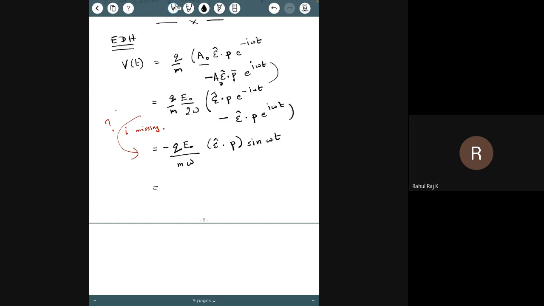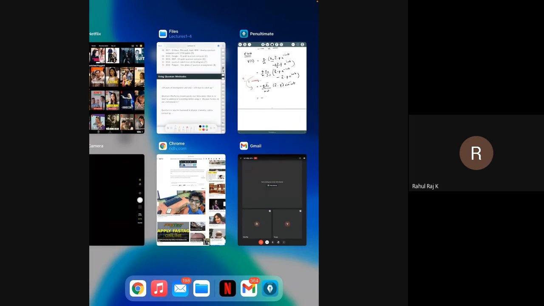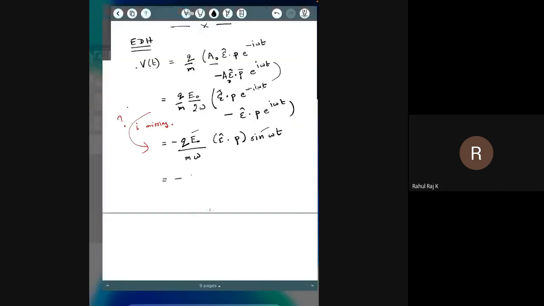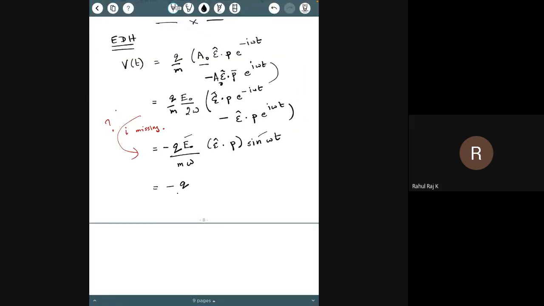Then if you look at this term, E0 sine omega t, that is basically ET. So I have minus Q by M omega, then ET dot P.